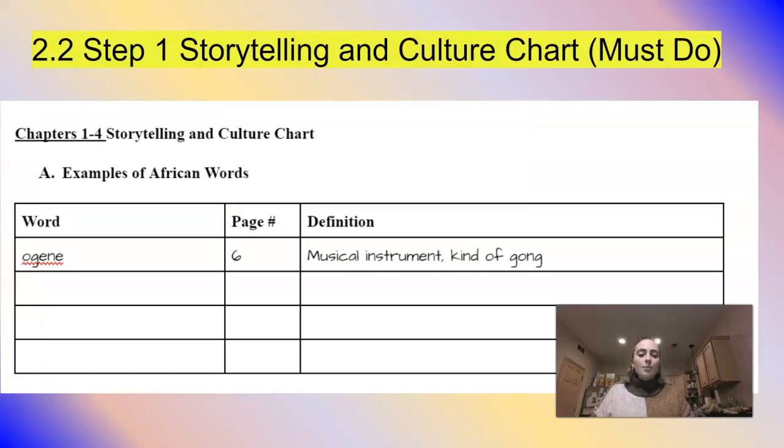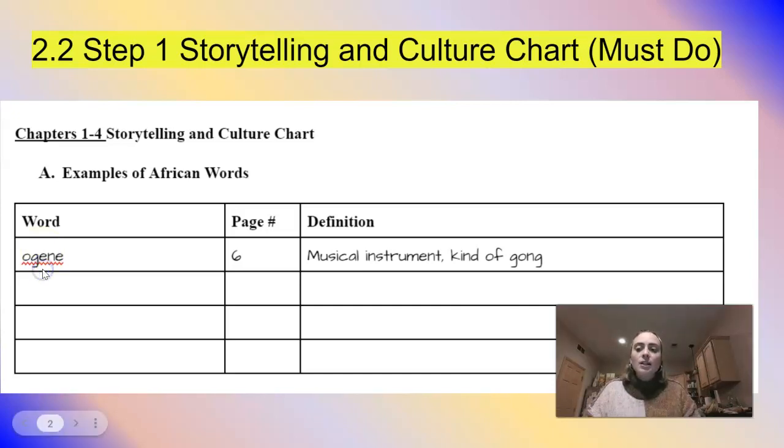The first step that you're going to be taking notes on is the storytelling and culture chart on page 10 of the packet. So like we've talked about, Chinua Achebe incorporated African storytelling into his novel. And one of the ways that he does that is by using Igbo words throughout the story. And all of these words are going to be in italics in the text. So if you come across a word that's in italics, you know that that's an Igbo word.